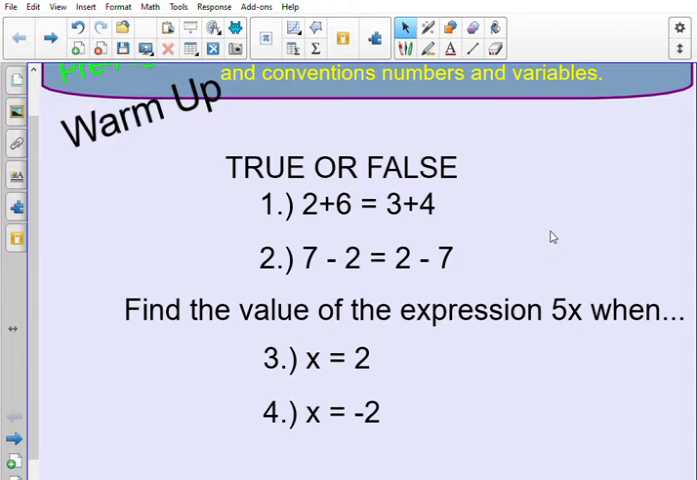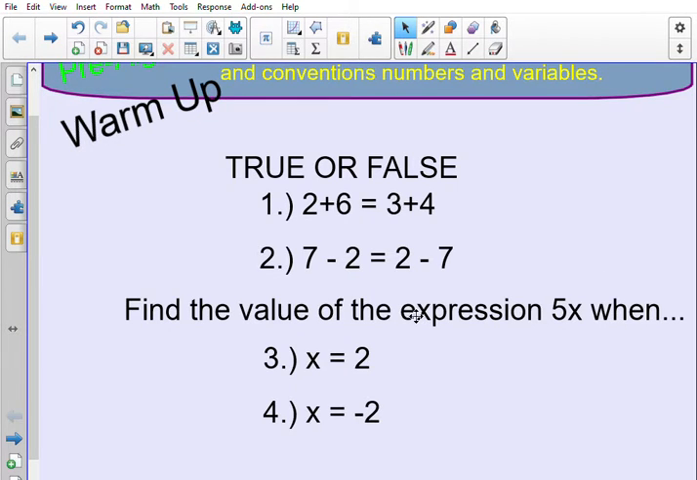All right, we are back. You should have finished the warm-up. If not, we're pausing really fast, but if not, here we're at. Our warm-up, we had a true or false question. Number 1, 2 plus 6 equals 3 plus 4. Number 2, 7 minus 2 equals 2 minus 7. And then finding the value of the expression 5x when.